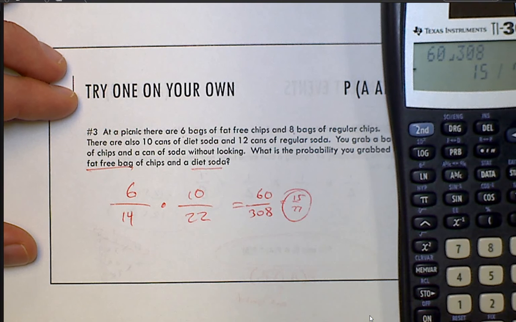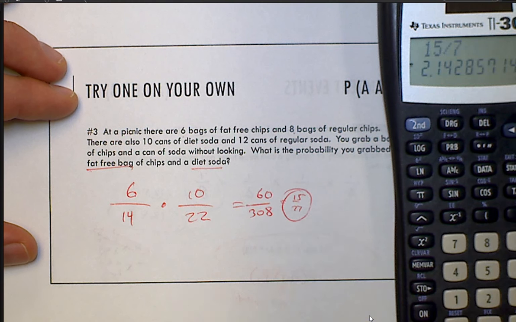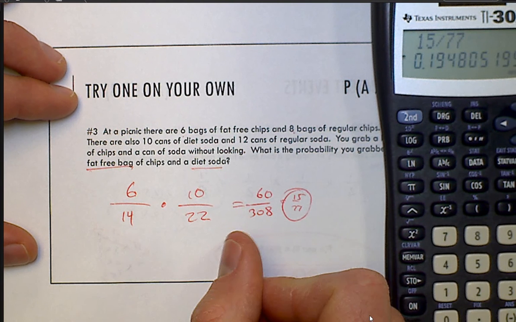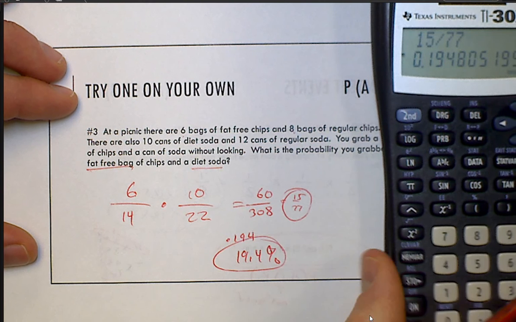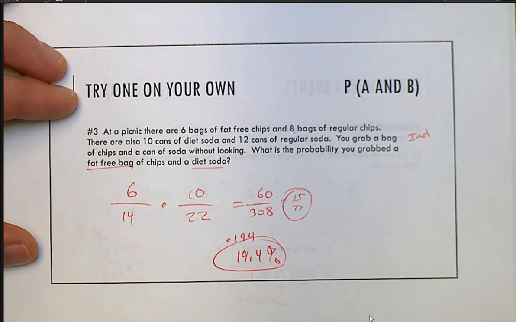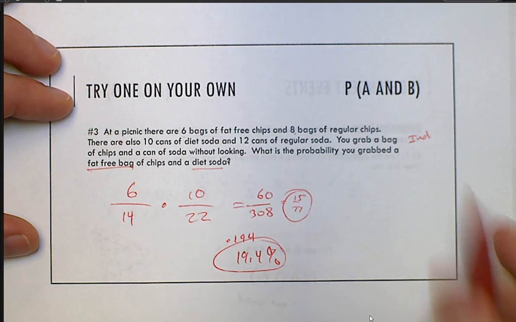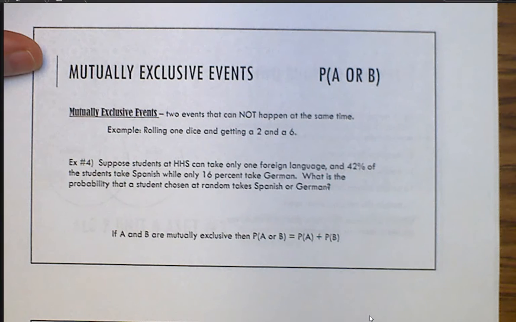If you actually want to find the decimal version of that to make it a percentage, bear with me here, you get 0.194, so basically 19.4% chance. There's a 19.4% chance that you grabbed a bag of fat-free chips and a diet soda. Okay, again, that's independent. Now we're going to get into mutually exclusive.